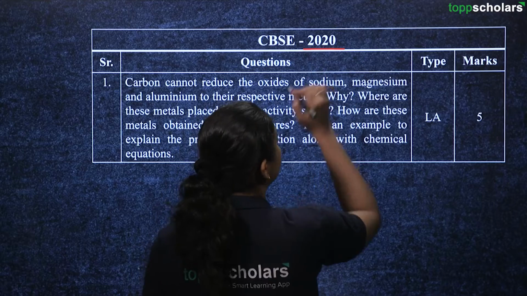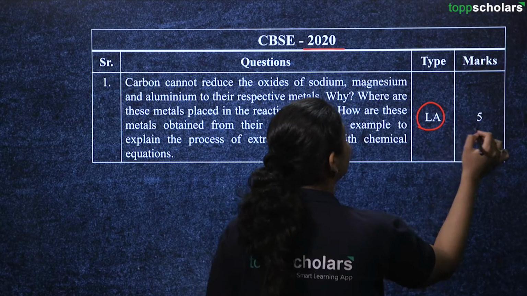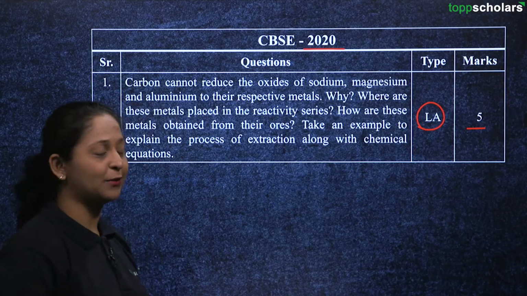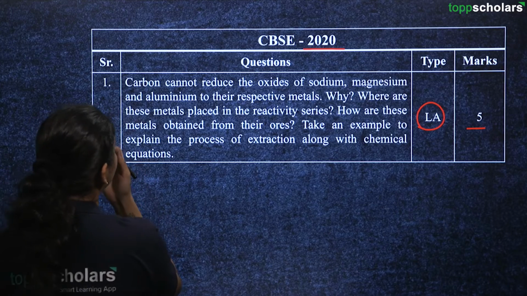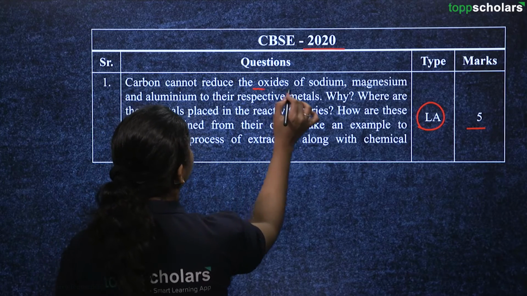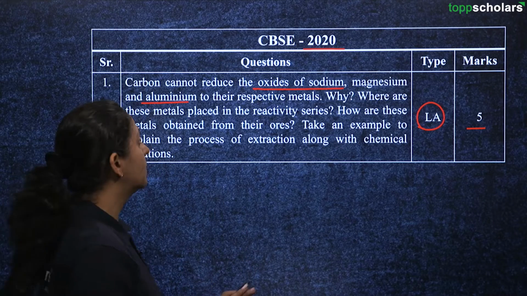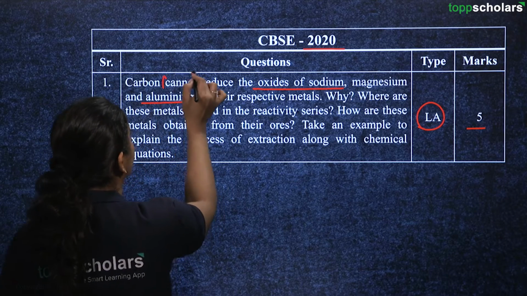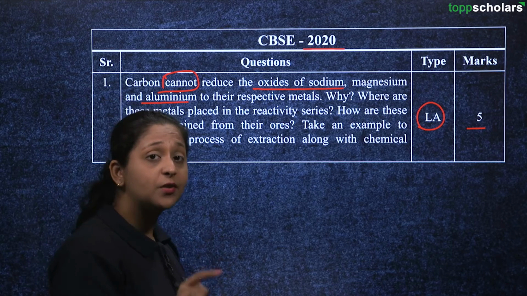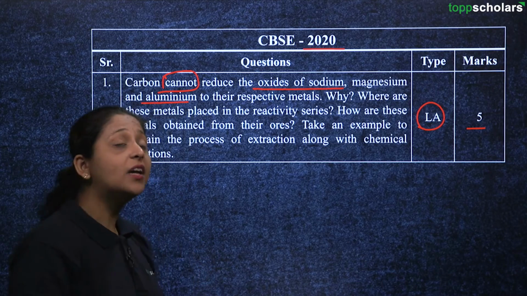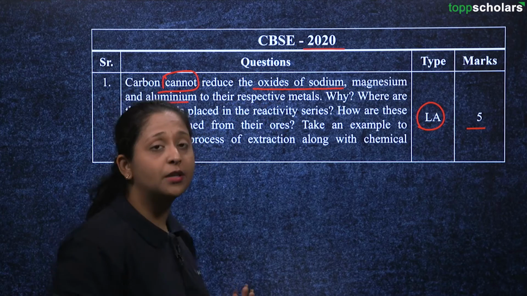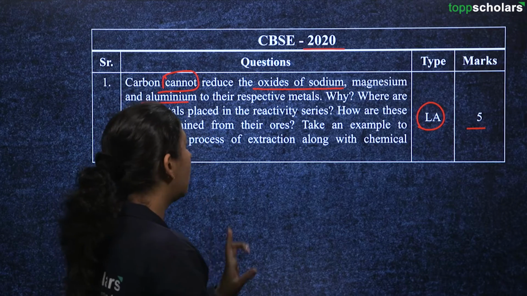Next question is from the year 2020, children. Again, a long answer question holding 5 whole marks for you. Here they have given you: carbon cannot reduce oxides of sodium, magnesium and aluminium to their respective metals. You have to state a reason why carbon is not able to reduce them into their respective metals.